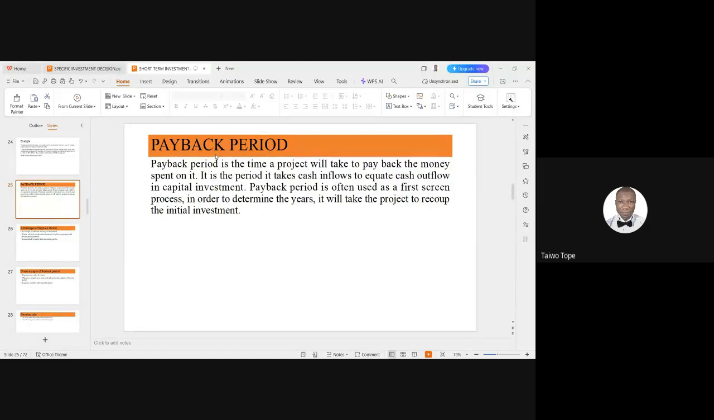Cash flow, and not accounting profit. In a question we treated last night, we were given accounting profit and were expected to determine the payback period. What we did in that class was to work back to get our cash flow. So when accounting profit is given, it should be converted to what? To cash flow before calculating payback period. Take note of this.